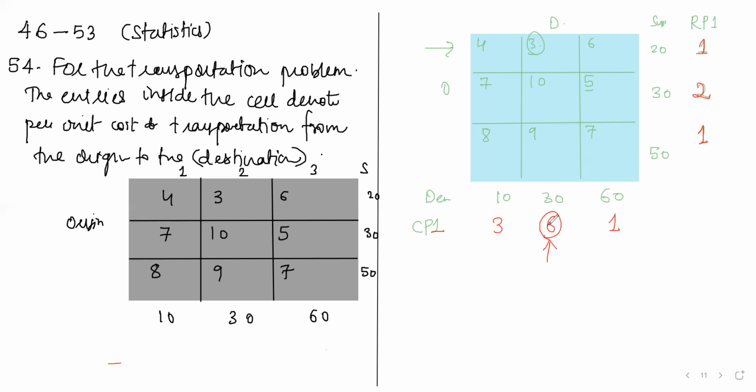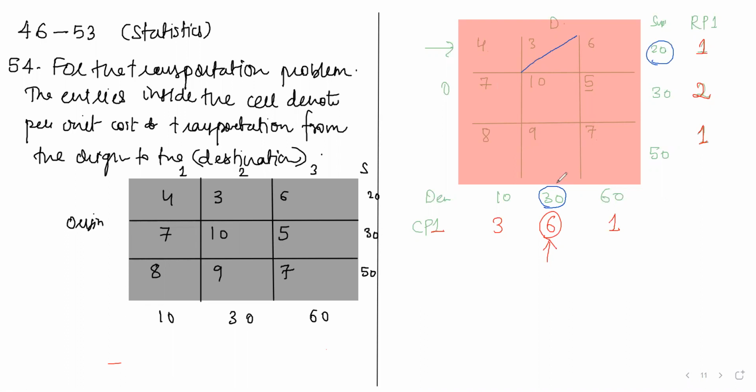So you have to enter through this column and find out the least element. You see that the least element is 3. So to deal with this 3, I need to assign the values. You are given demand is 30 and supply is 20. Which of them is minimum? So 20. So I'll supply 20. I'll assign 20 to this 3.